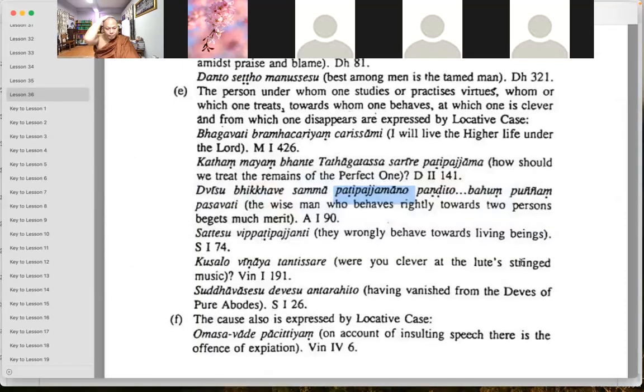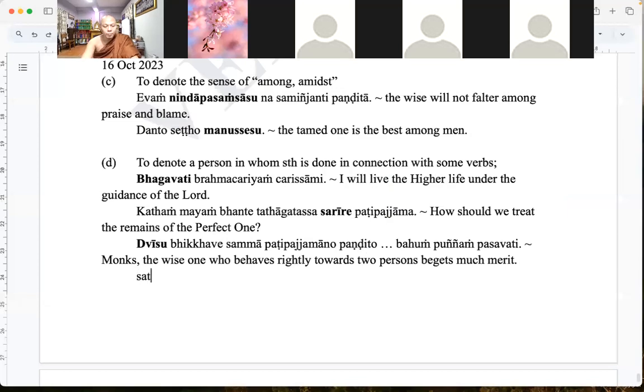And then the next part is: sabbesu bhutesu patipajjati. They rightly behave towards living beings. Now all of these examples are in connection with patipajjati.